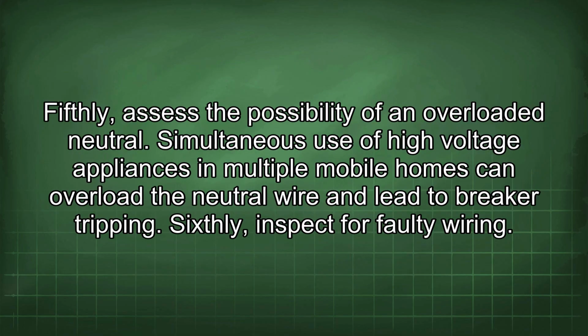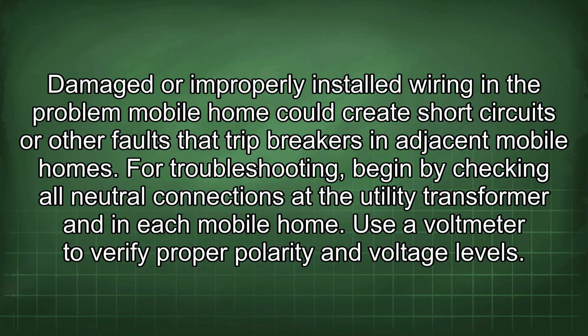Fifthly, assess the possibility of an overloaded neutral. Simultaneous use of high voltage appliances in multiple mobile homes can overload the neutral wire and lead to breaker tripping. Sixthly, inspect for faulty wiring. Damaged or improperly installed wiring in the problem mobile home could create short circuits or other faults that trip breakers in adjacent mobile homes.